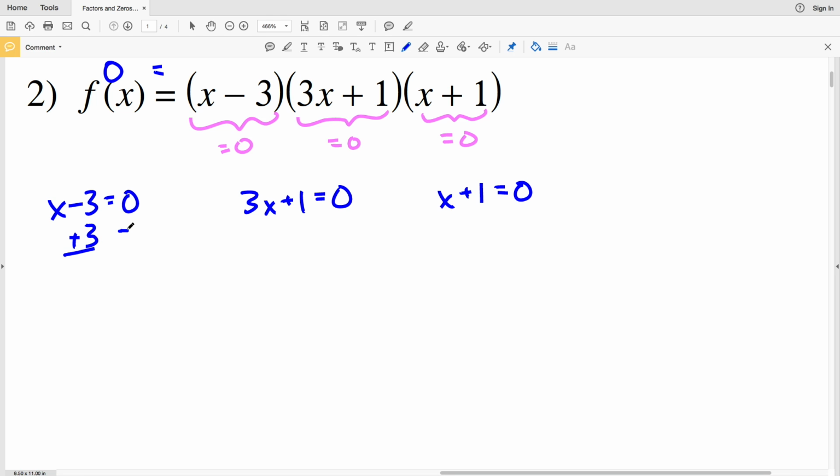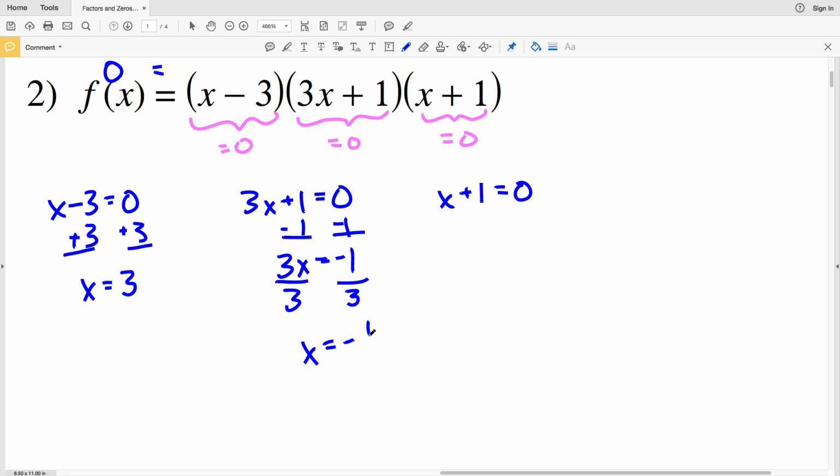I'll add 3 to both sides to get that x is equal to a positive 3 for the first binomial. I'll subtract 1, and then I'll have 3x equals negative 1, and then when I divide by 3, I'll get that x equals negative 1/3. And then finally, for my last equation, I'll subtract 1 from both sides to get that x is equal to a negative 1. So my solutions for number 2 are 3, negative 1/3, and negative 1.